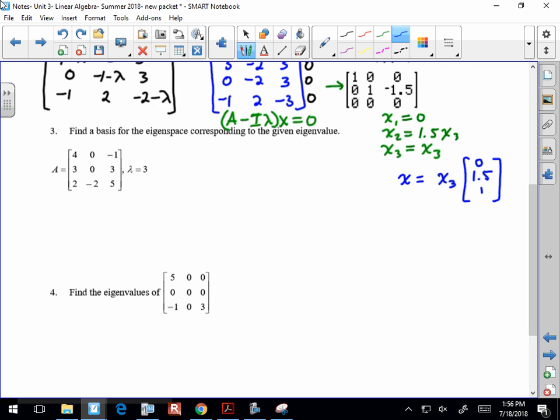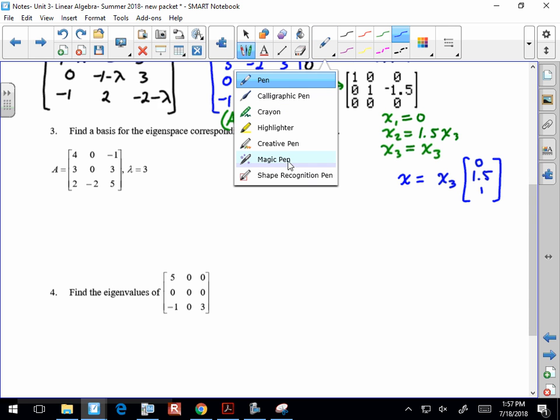The same idea for number 3. The basis of the eigenspace is basically finding all the eigenvectors that go along with the eigenvalues.